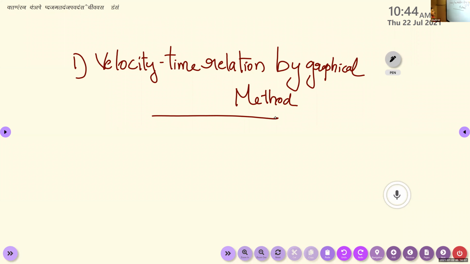Okay. So for your periodic test exam, you have only up to the three equations of motion. You don't need to study the graphical representation of equations of motion. Only up to the three equations of motion: V is equal to U plus AT, S is equal to UT plus half AT square, and V square minus U square is equal to 2AS. Okay, no need to study the graphical representation.